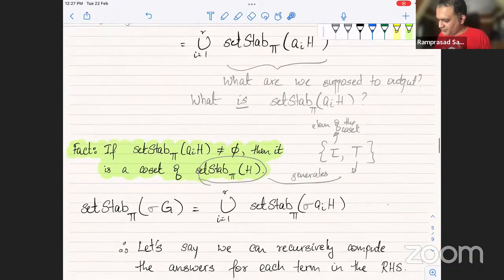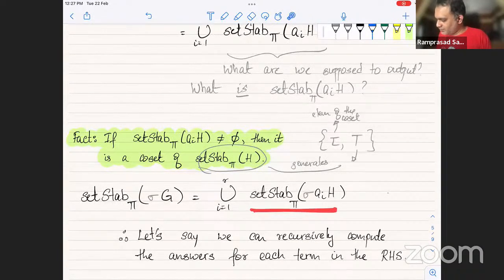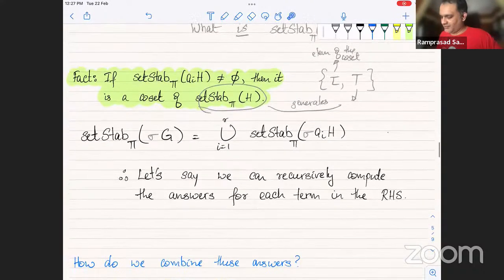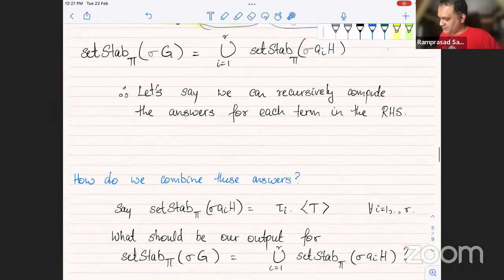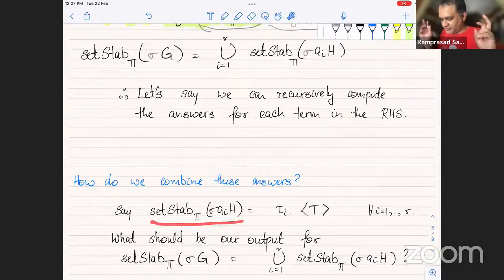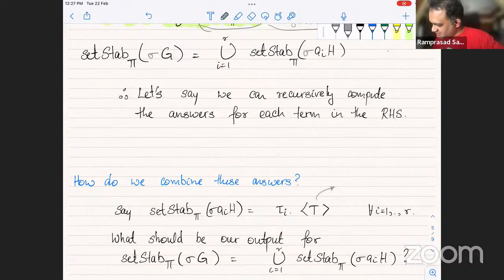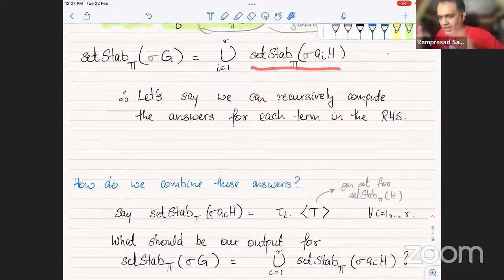Okay, and finally, let's for the moment assume that we compute all the things on the right hand side. That is, we have expressions of this form. How do we combine them on the left hand side? What I mean is the following: I tell you that the set stabilizer of each of the right hand side elements looks like tau_i times T, where T is a generating set for the set stabilizer of pi of H. So you ran each of these recursive calls, and somebody gave you an output of this form. Now, how do we put them together?